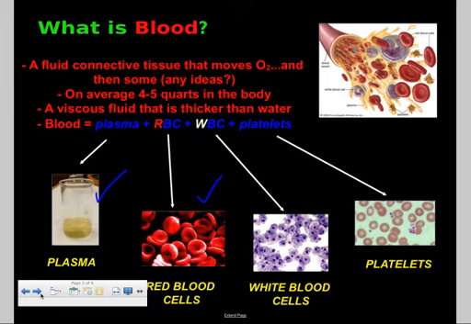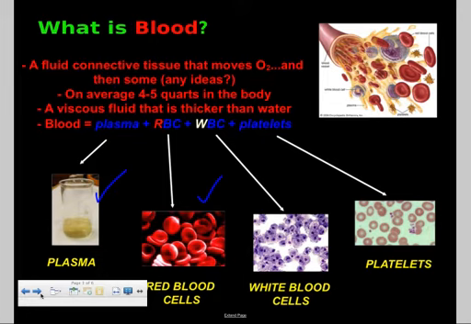And its job is to carry oxygen from the environment into our blood cells, and then to carry the carbon dioxide from our cells after respiration out through our lungs. On average, 4 to 5 quarts in the body. It's viscous, which just means that it's a thick fluid and it's thicker than water.